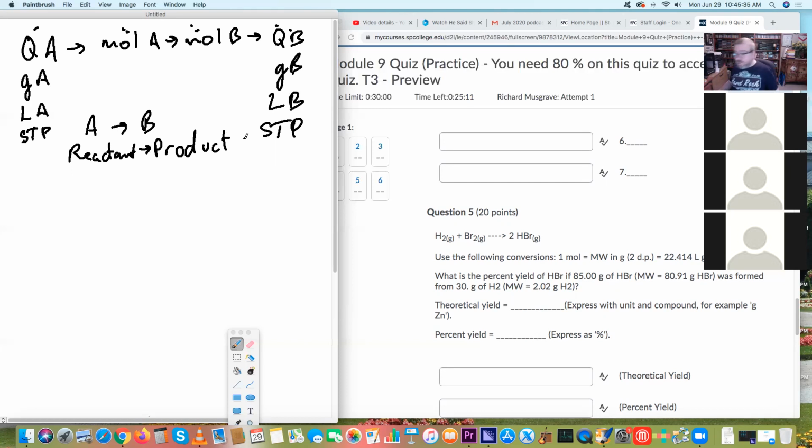The reactant here is H2, so that's what we're going to start with, 30 grams of H2. And we're looking for the grams of HBr. So I'll stop there for a second. Once you get to that point, that's half the battle won, knowing what you're starting with and what you have to finish with. Does anybody have any questions? You're all fine with that? All right.